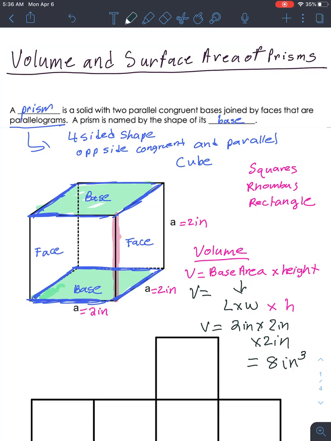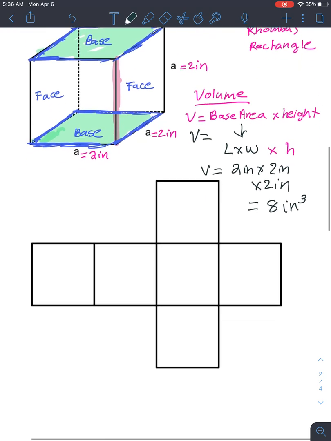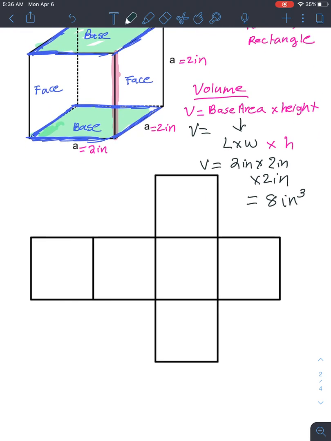Okay? So below, we are going to move into a different topic called surface area. And we're still looking at the same cube.